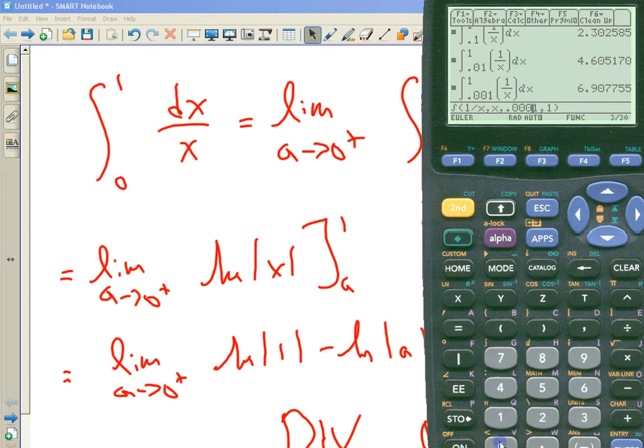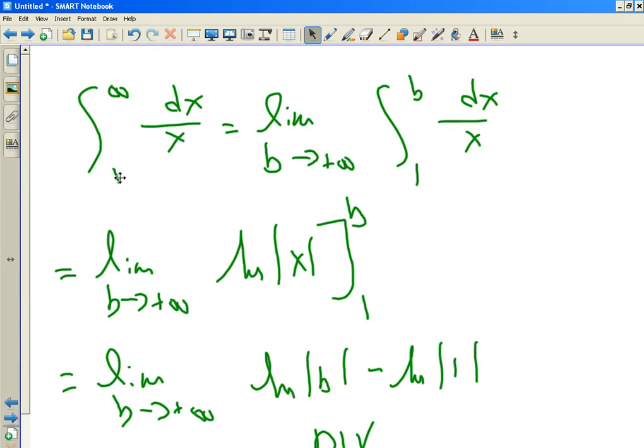So this is getting predictably larger and larger and larger. It's not getting closer and closer to anything. I can make it as big as I want. I can make it more than 10, more than 100, more than 1,000, more than a million, more than a billion. I can make it infinite if I want. So this diverges. That's a divergence table. Okay, if you wrote that down in table form, right? Okay, likewise with this one. This one, you go from 1 to 1, 1 to 10, 1 to 100, 1 to 1,000, right?